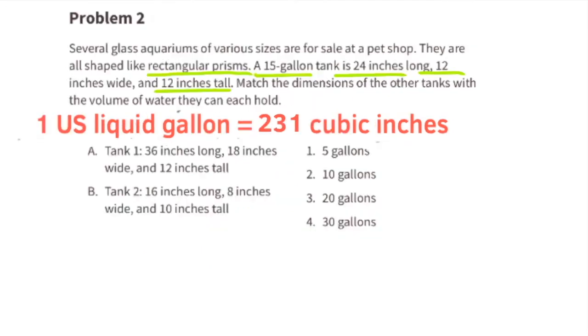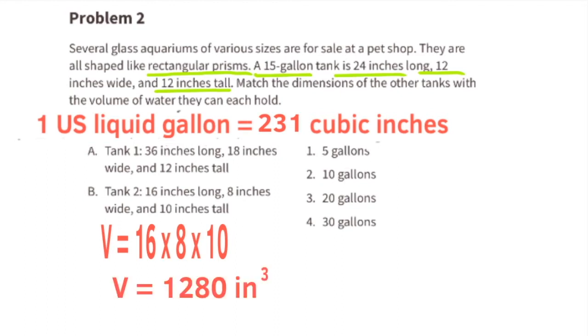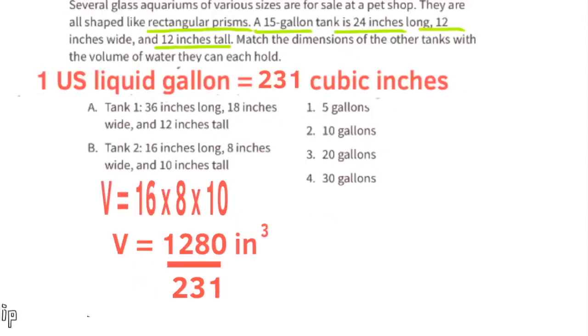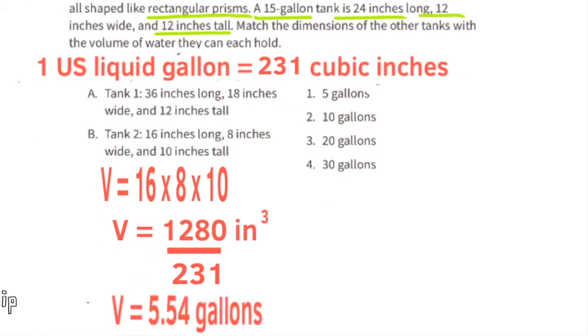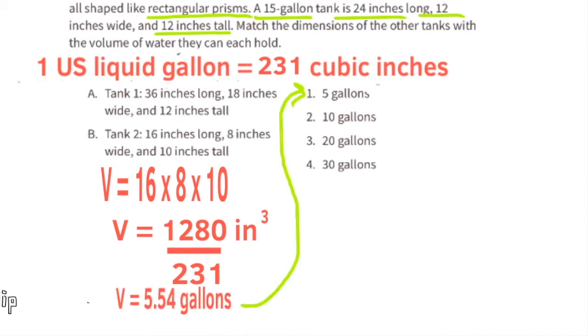B. Tank number 2, 16 inches long, 8 inches wide, and 10 inches tall. That's 16 times 8 times 10. The volume for this tank is 1,280 inches cubed. 1,280 divided by 231 is a little over 5.5 gallons. So I would select number 1, the 5 gallons.